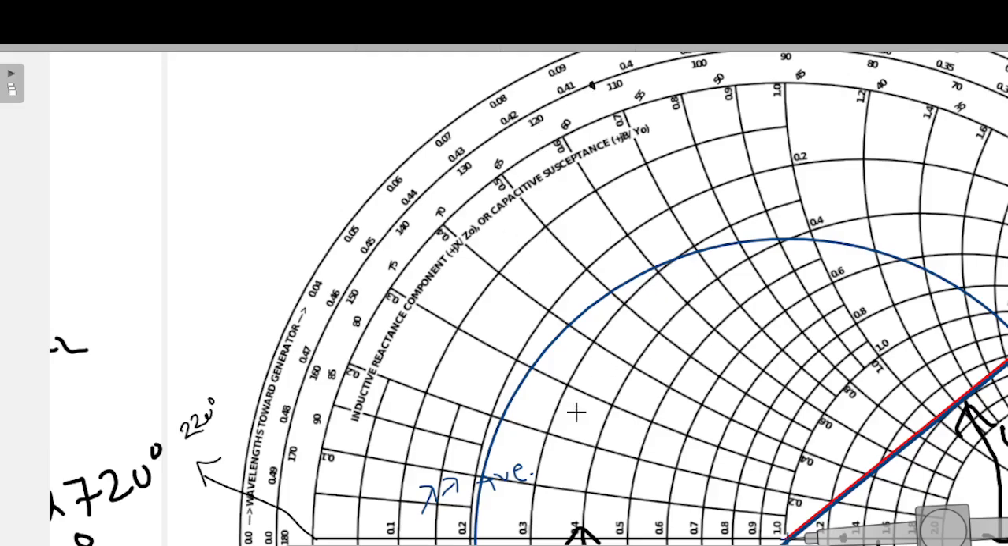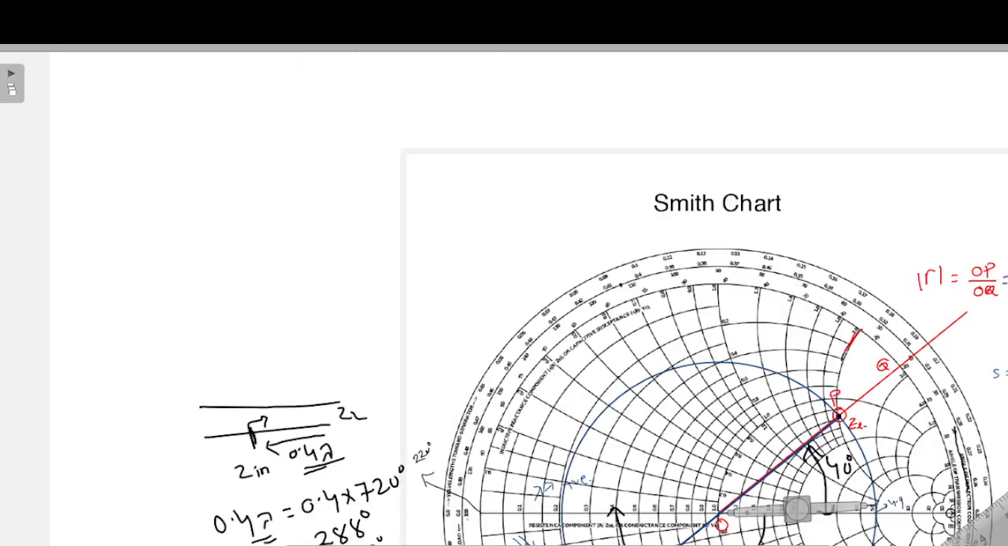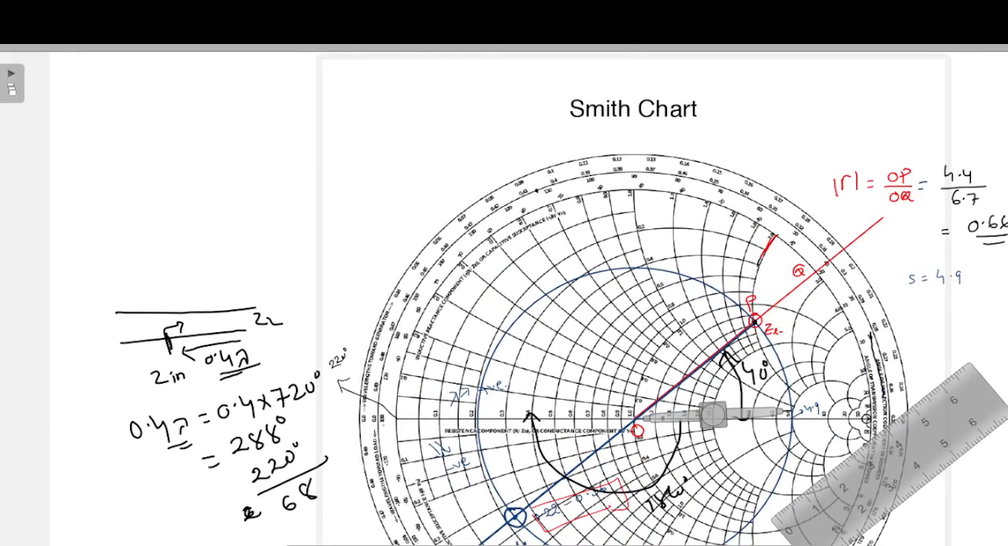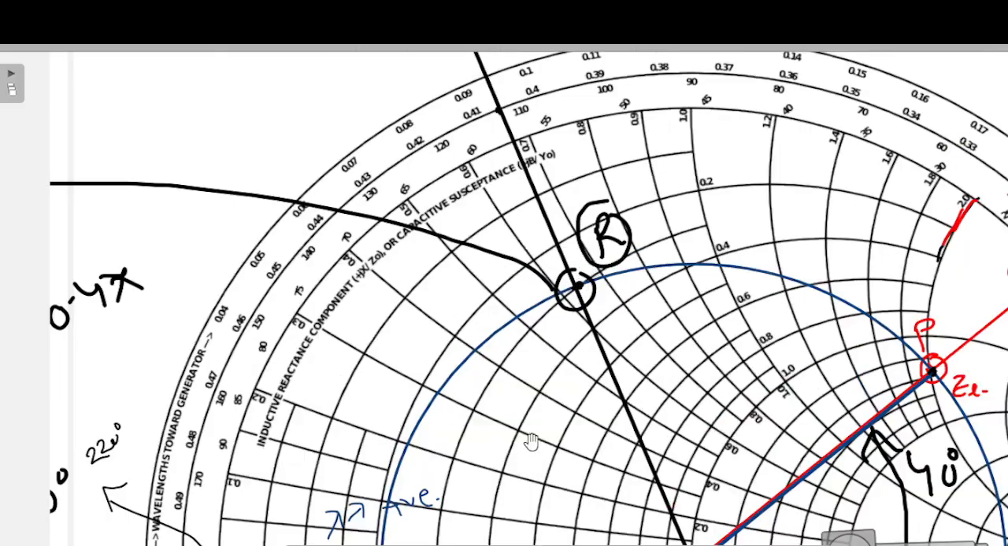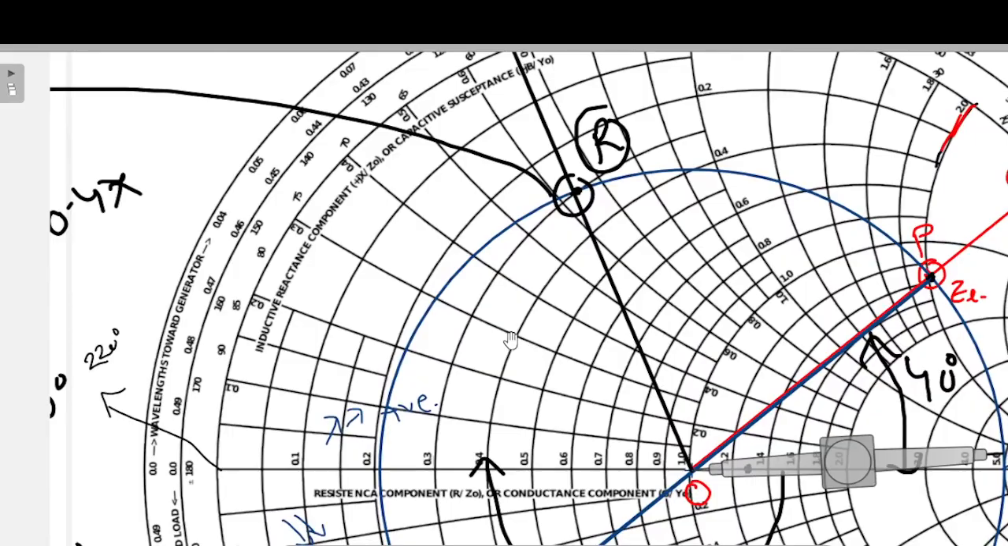Okay, now next what you need to do? From the center again you draw one line to the point. So from the center draw one line to this point. Okay, so let us give the points O, P, Q, R. Let's say this point is R. Now this is the point which represents the Zin at 0.4 lambda from the load. Okay, so we need to find the value of the real part and the imaginary part on this line. So what is that value?